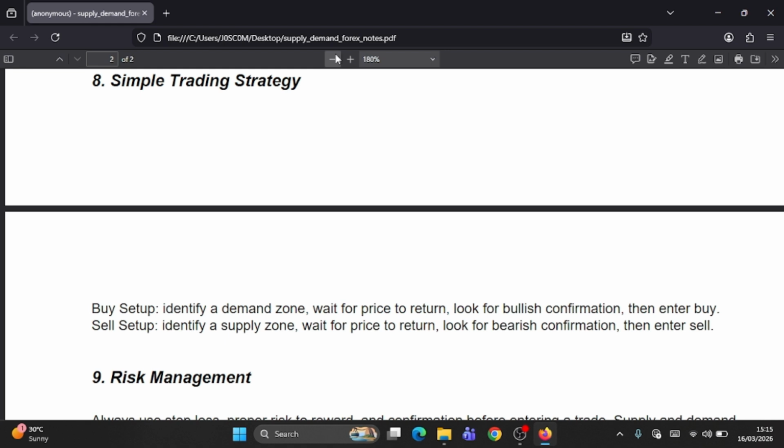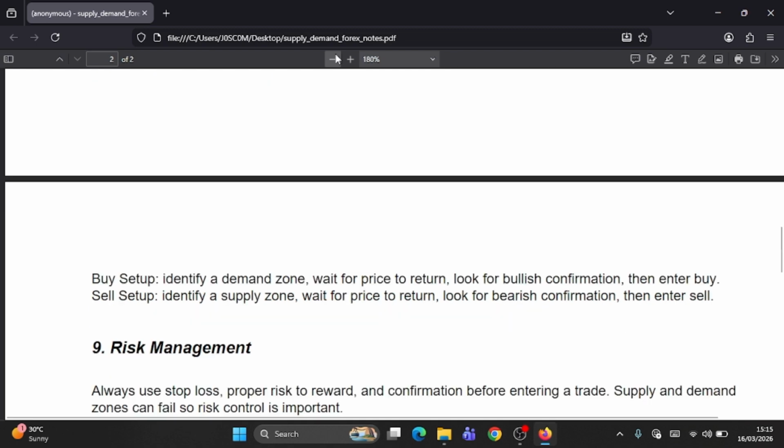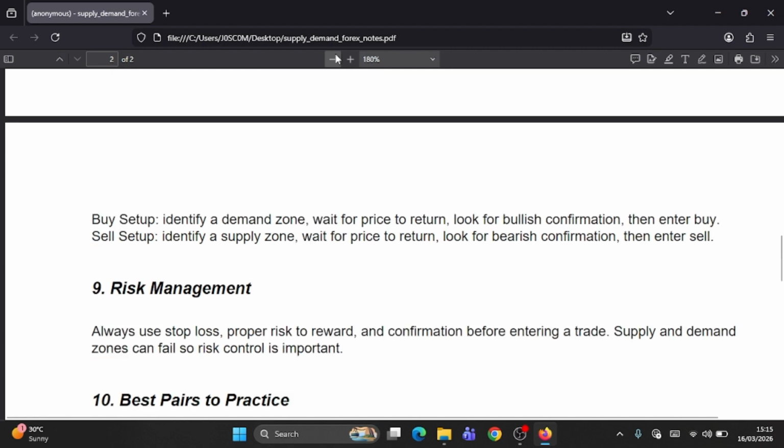For the sell setup, I identify the supply zone and wait for the price to retest or return, then look for a proper bearish confirmation. It can be a candlestick or a pattern. Then I enter a sell position with proper risk management.